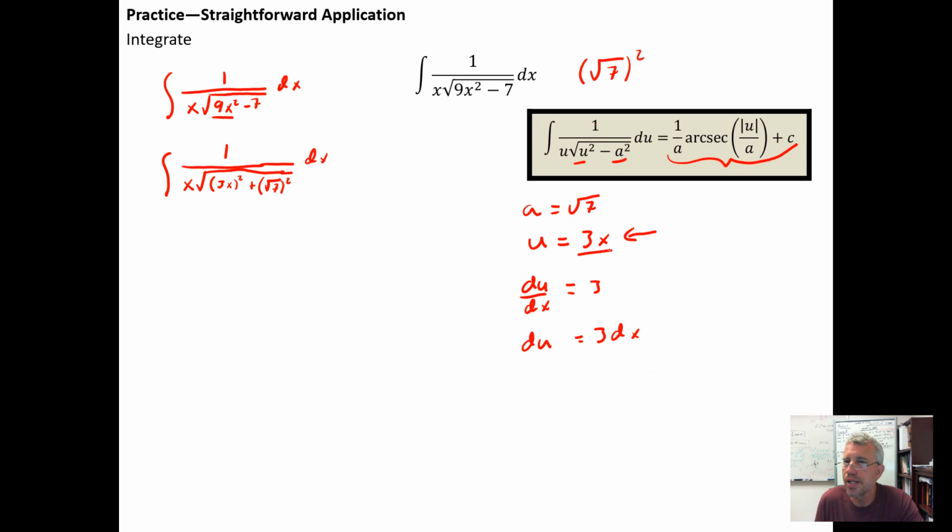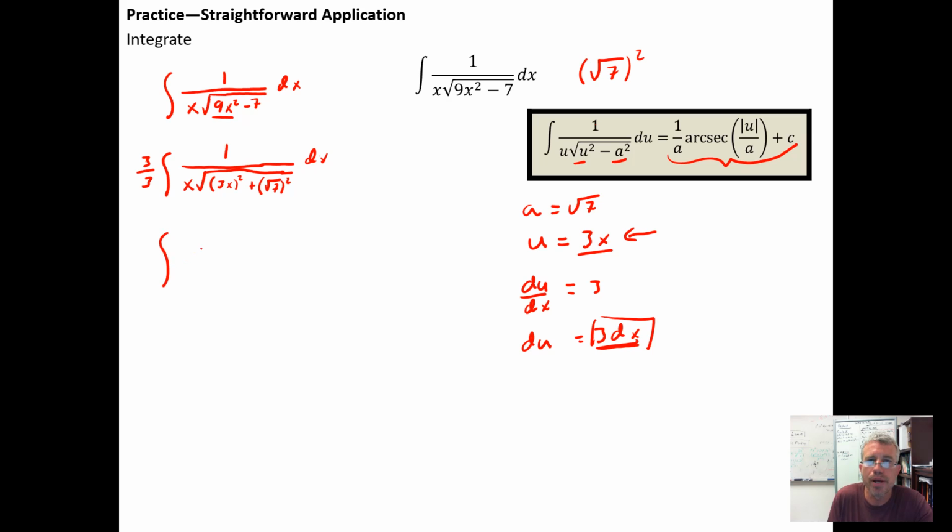Because I have a 3x here equaling u and a 3dx equaling a du, I can actually modify this integral by multiplying by 3 over 3 and get it into a form that's probably easier to deal with than the way that we would typically deal with these. So the idea is if I do 3 times 1 times dx, I have a 3dx in the numerator, and 3dx can be replaced directly with du.